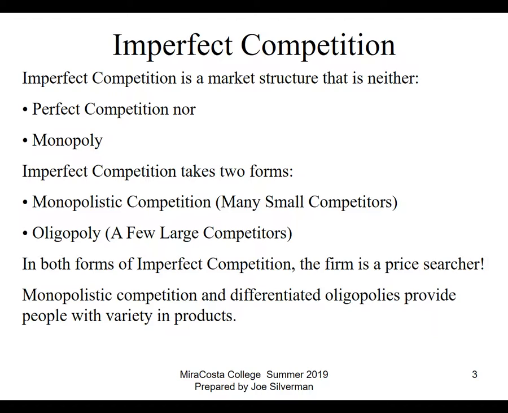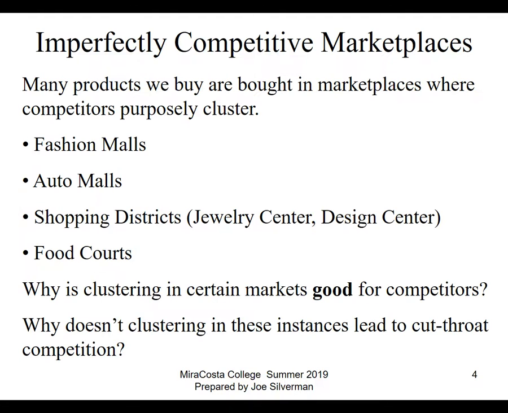Monopolistic competition and oligopolies are what we call differentiated oligopolies, and I'll explain what a differentiated oligopoly is when we get there. They are the market structures that provide people with the choices that we kind of expect. So if you think about a lot of the products that we buy, we often go to places where a lot of different sellers are clustered together in a marketplace. For instance, if you still go to the mall to do any of your shopping, you'll notice that there's a lot of stores that sell clothing, or quite a few stores that sell jewelry. So why do they do that? Why do they locate purposely next to their competition?